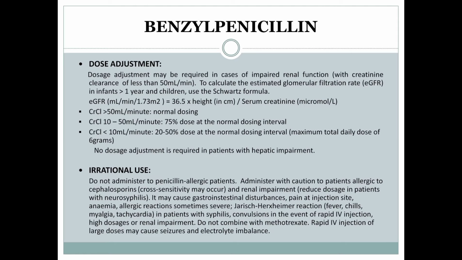If we have creatinine clearance greater than 50 ml per minute, then there is no need for dose adjustment. But if we have creatinine clearance in the range of 10 to 50 ml per minute, then 70% dose at the normal dosing interval is required. If we have creatinine clearance less than 10 ml per minute, then 20 to 50% dose at the normal dosing interval is required. No dose adjustment is required in patients with hepatic impairment.